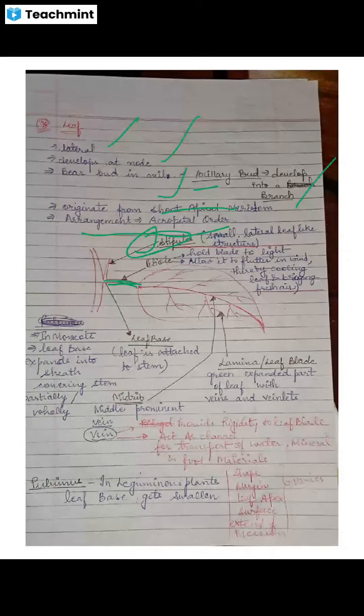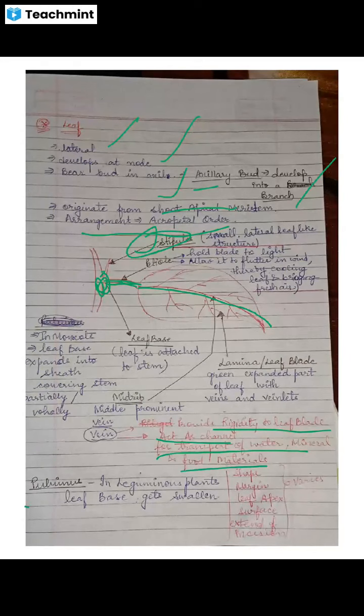Then is the leaf base, the point where the leaf is attached to the stem. Then this is the lamina, the main leaf blade, which is the green expanded part of the leaf with veins and veinlets. Then in the middle we have the midrib, which is the middle prominent vein. What is the function of veins? They provide rigidity to the leaf blade. They act as a channel for the transport of water, mineral and food material.